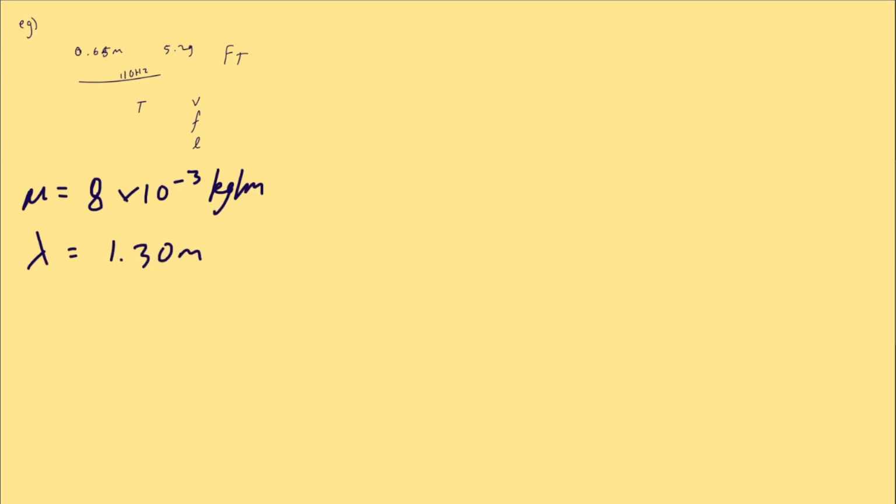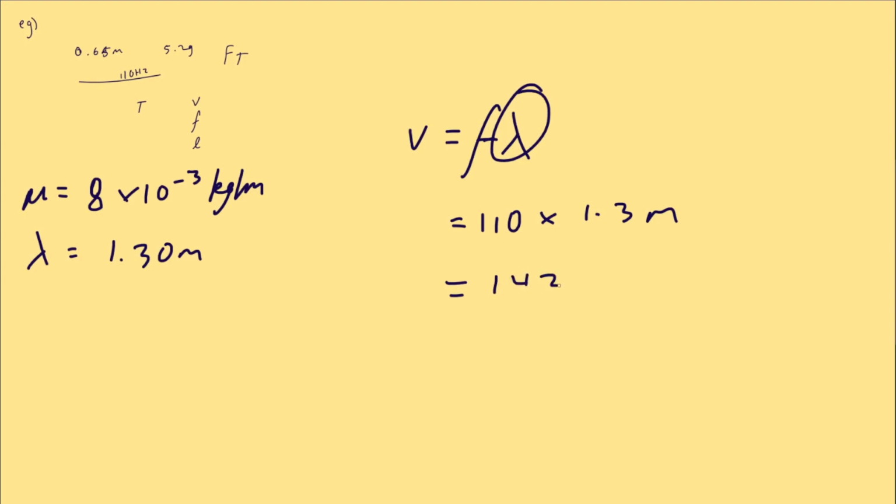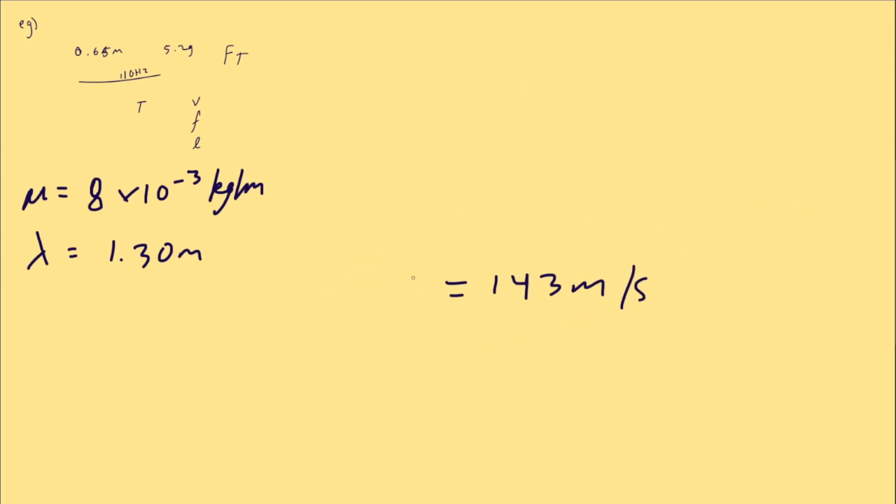Next, the wave speed, which is given with this formula. Frequency is 110 hertz, times the wavelength we just found, 1.3. It's 143 meters per second. That's the wave speed done.